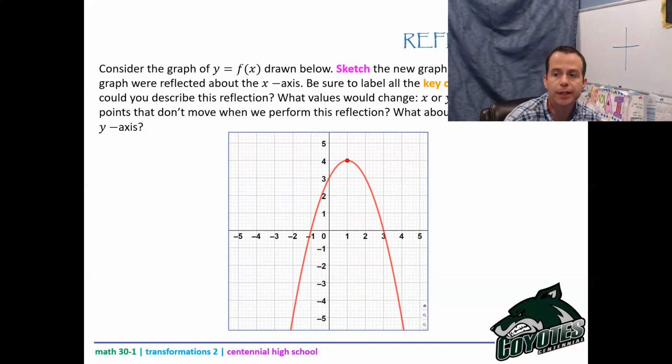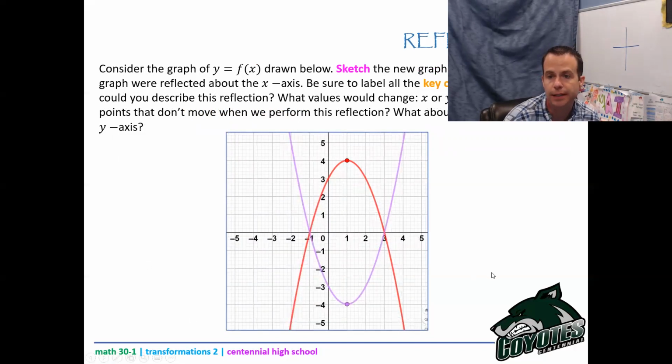Okay, so the picture that you should have should look like this. One of the things I want you to notice is what's happening to the points. Let's pick on the vertex here for a second. That was the point (1, 4), and it became the point (1, -4). Let's take a look at this point right here: (4, -5) became the point (4, 5).